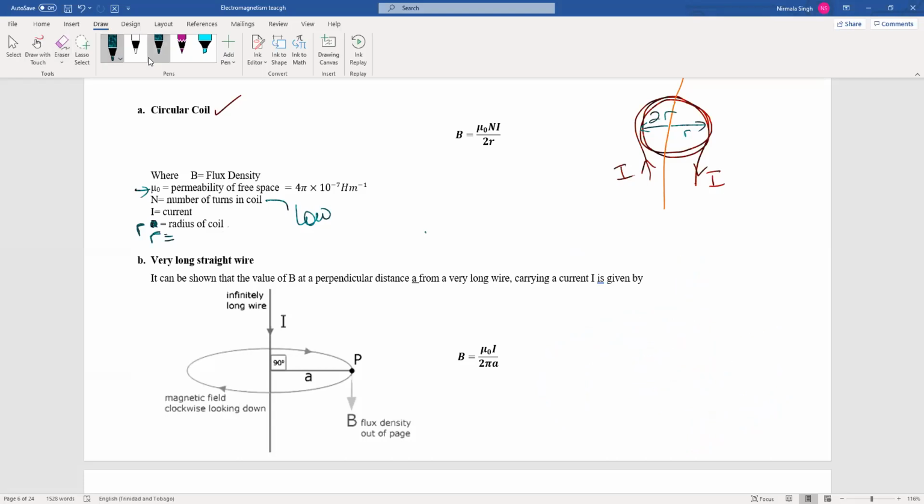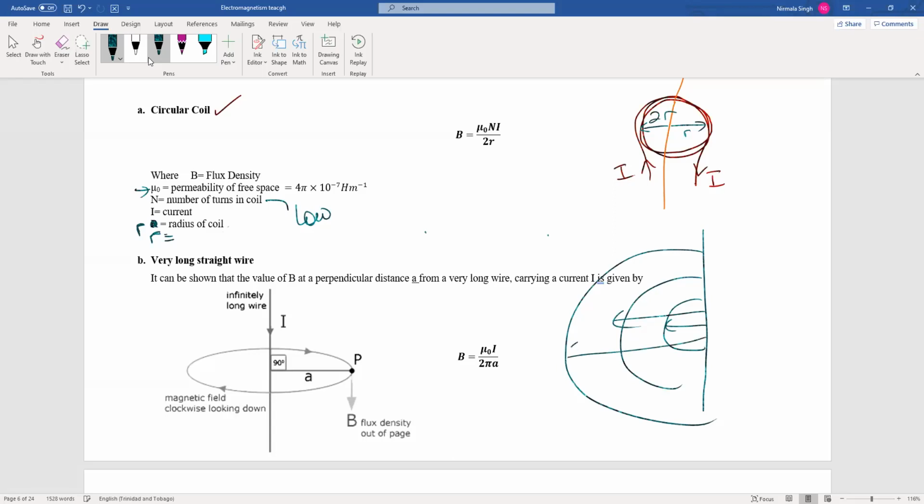What law? Is it the inverse relationship? The inverse square law. The inverse square law tells us the further away you go from something, the smaller the intensity or the smaller the effect of that field.